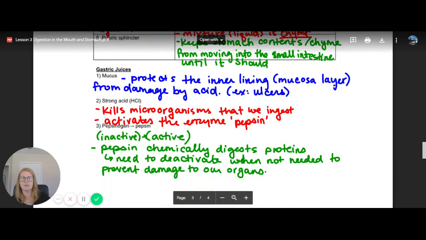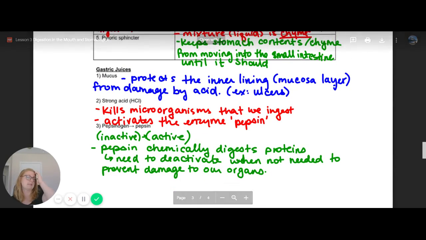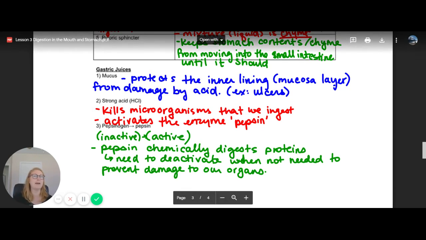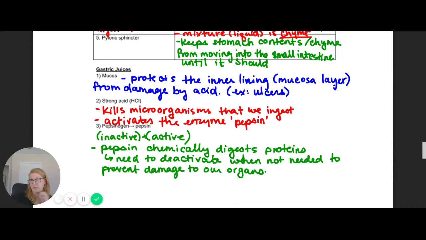So looking at the gastric juices, we have mucus, as I mentioned. Its job is to protect that inner lining from damage, okay? I used an example of ulcers here. Ulcers are like little holes in the stomach lining and the mucosa layer, and they're extremely, extremely painful. They can be caused by things like stress, but they also can be caused by a bacterial infection. Those are really painful for people that experience them. But at that point, there has been a break through the mucus, and so that is very problematic.